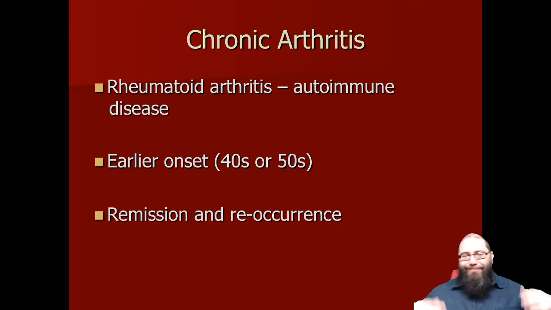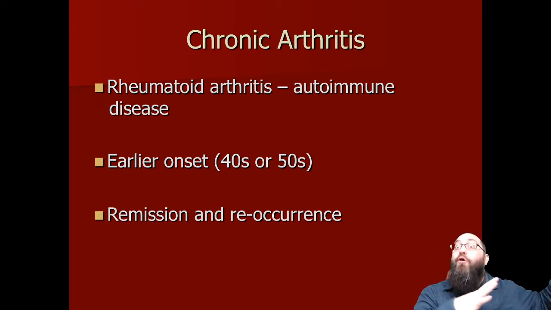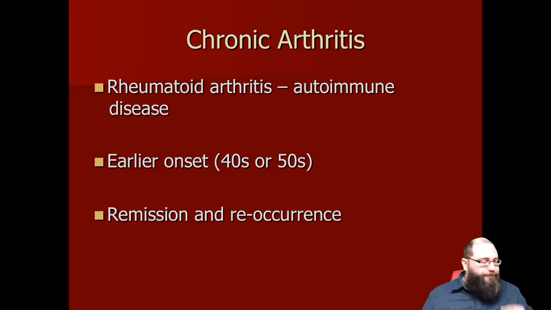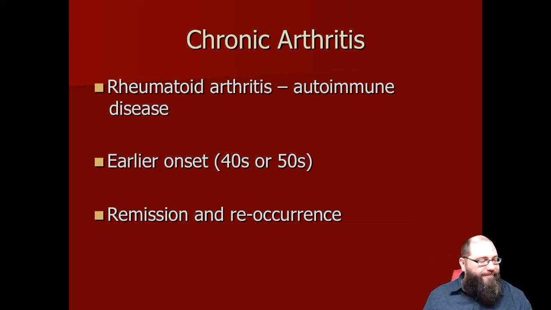Autoimmune means the body attacks itself. Your immune system recognizes normal material as foreign material. It attacks it, and you have a reaction, okay? So sometimes it's good, and then sometimes it can flare up, and you can have a reoccurrence.